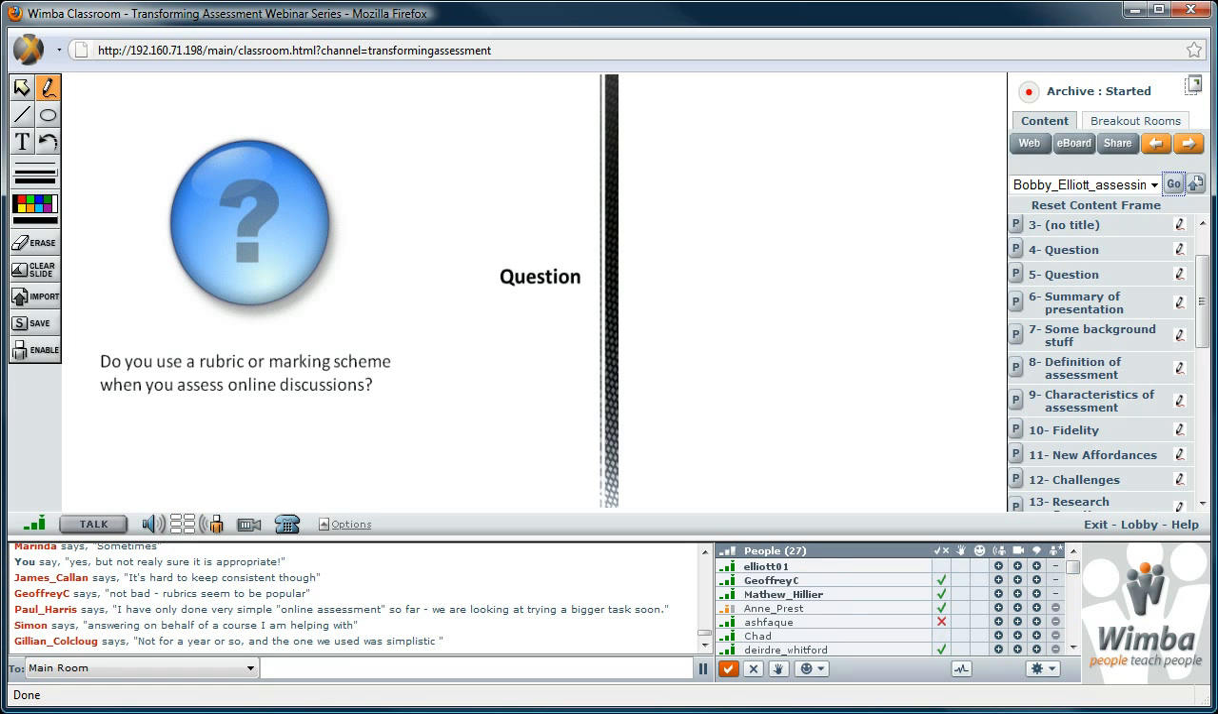Thank you very much. 16 people have voted. 11 people do use a rubric and 5 do not. The comments are interesting too. Gillian has written, not for a year or so, and the one used was simplistic. Gillian, that's one of my findings, that the rubrics, when they are used, can be very simple indeed.